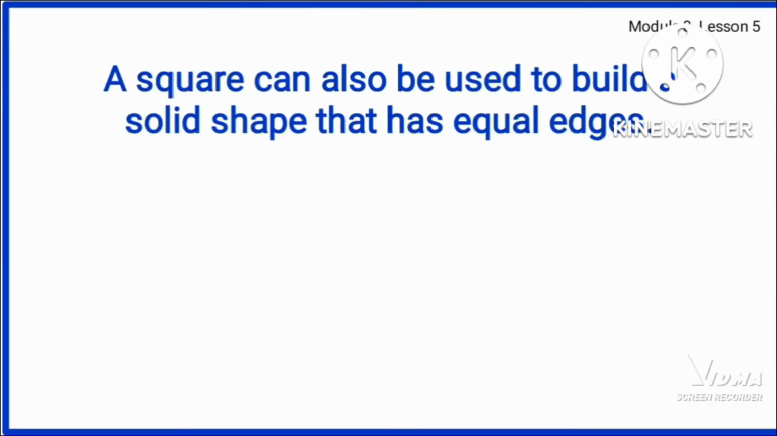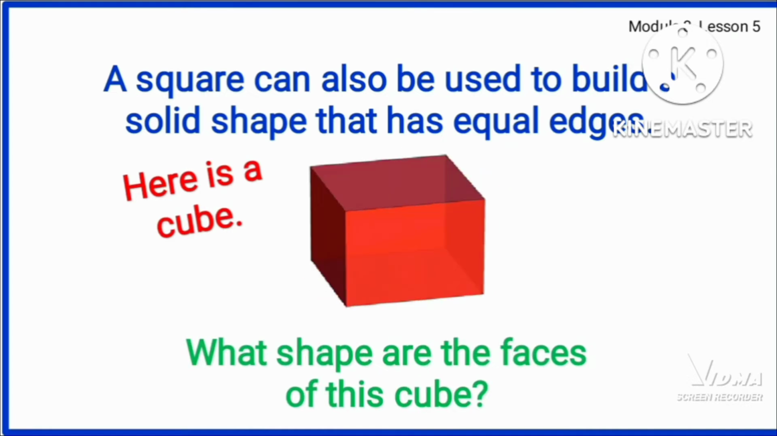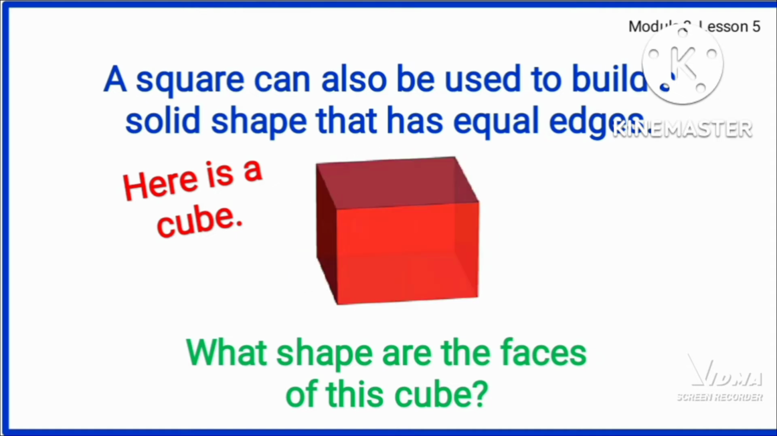If you use 4 toothpicks to build a square, you have a shape that has 4 equal edges. Now look at this shape that I'll show you. We can use a square to build this particular solid shape. Remember, a square has equal edges. So we use it to build this. This is a cube.